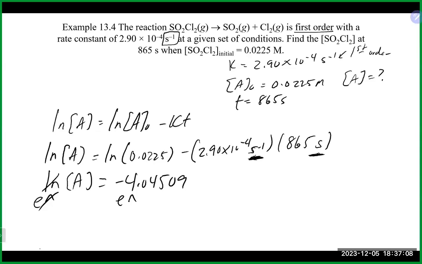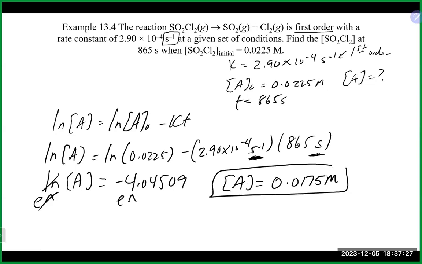On most people's calculators, that's a shift or second button and the natural log button, and we'll put our number in there. That's going to give us a concentration of 0.0175 molar, which is less than what we started with, which is good. If we end up with more, that would be bad. It's going in the wrong direction. Any questions on that one there?